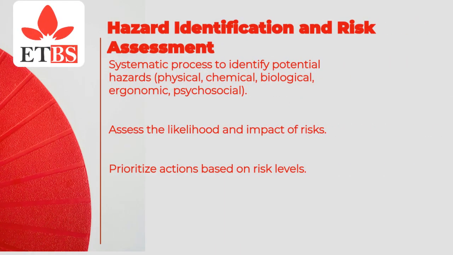Hazard identification and risk assessment. A systematic process to identify potential hazards: physical, chemical, biological, ergonomic, psychosocial. Assess the likelihood and impact of risks. Prioritize actions based on risk levels. Implement controls: elimination, substitution, engineering controls, administrative controls, and personal protective equipment, PPE.